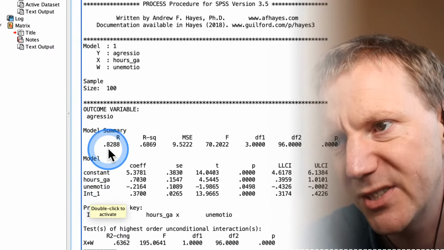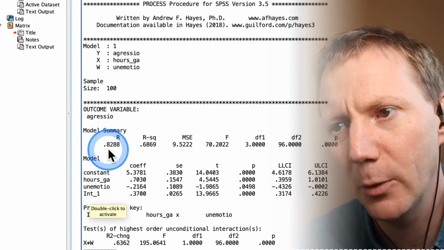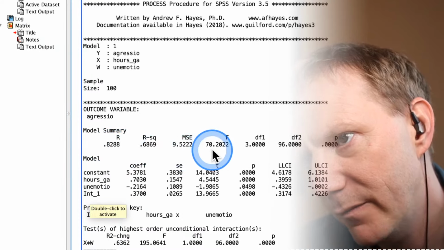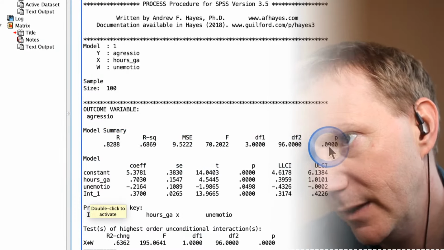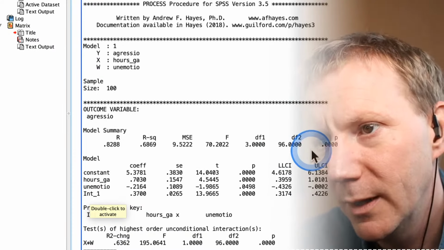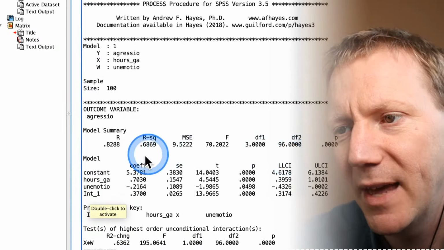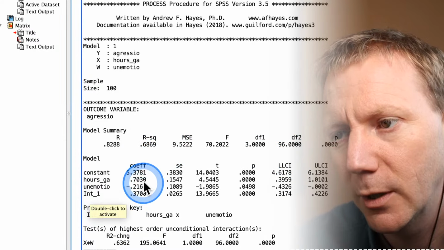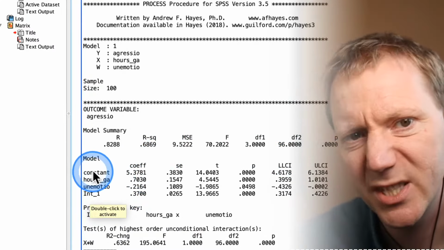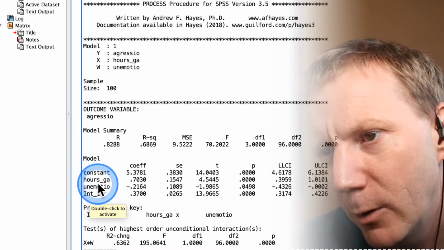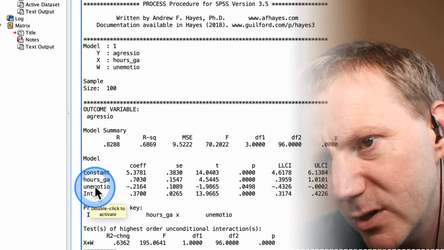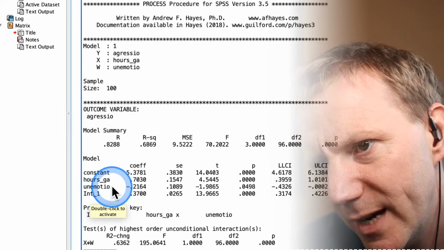So we get our standard regression analysis output, the R squared, the F value, and the test if this is actually a significant model. And yes, it is. And then we get our beta coefficients for our regression model. So we have the constant, which is the intercept, B0. We have the slope for hours spent gaming. We have the slope for unemotional traits.